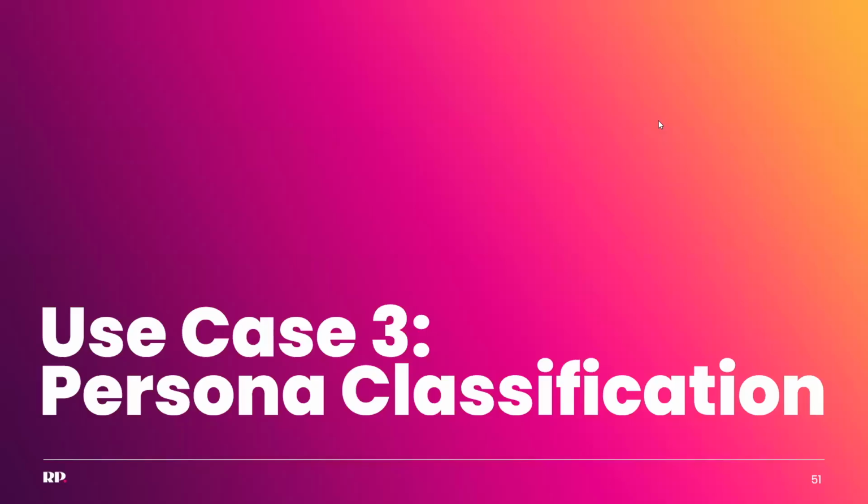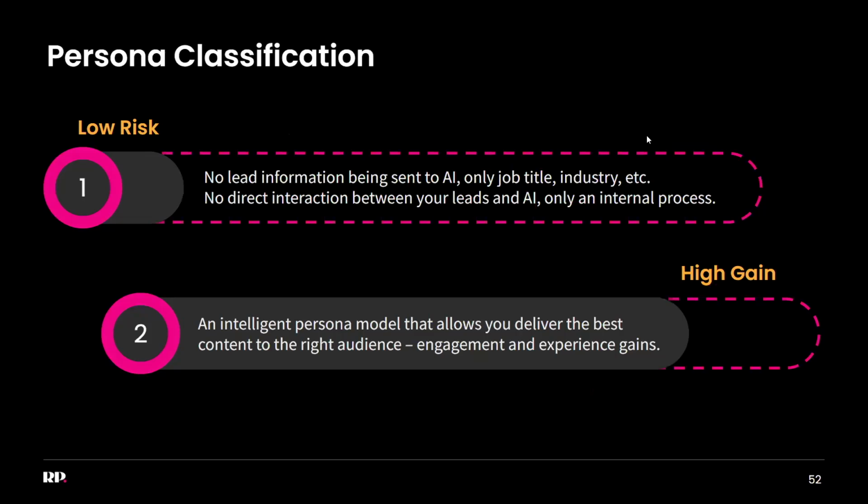And straight on to the next one. The next one is about persona classification. So again, this is low risk. We're not sending information about any of the leads to ChatGPT, only the job title, industry, and anything else we're interested in using to classify them into a different persona.